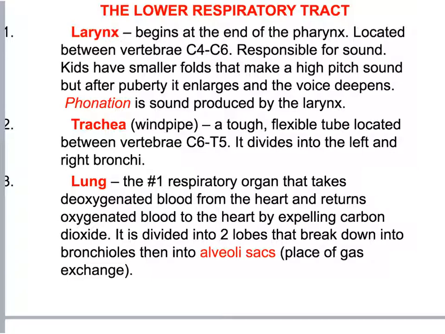Next is the trachea. Another common name is the windpipe. It's a tough, flexible tube located between vertebrae C6 to T5, and then it divides into right and left bronchi. Finally, the lung. It's the number 1 respiratory organ that takes deoxygenated blood from the heart and returns oxygenated blood from the heart by expelling carbon dioxide. It is divided into 2 lobes that break down into bronchioles and then to alveoli sacs. The alveoli is where gas exchange actually takes place.